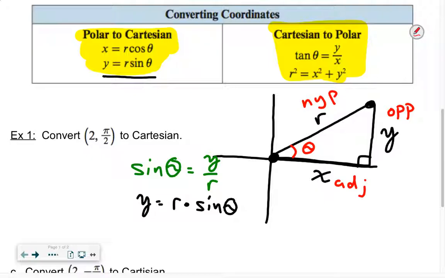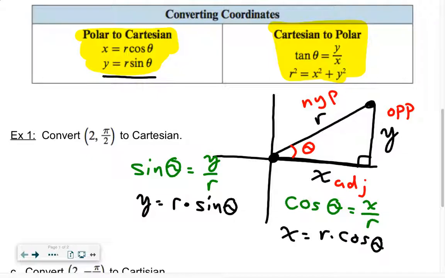Cosine would work the exact same way. Cosine of theta is equal to adjacent over hypotenuse. Notice our adjacent side is the x, hypotenuse side is that r. Cross multiply. X is equal to r times cosine of theta. So again, not really magic, just understanding how we go about using our trig functions and identifying the parts that go along with those.